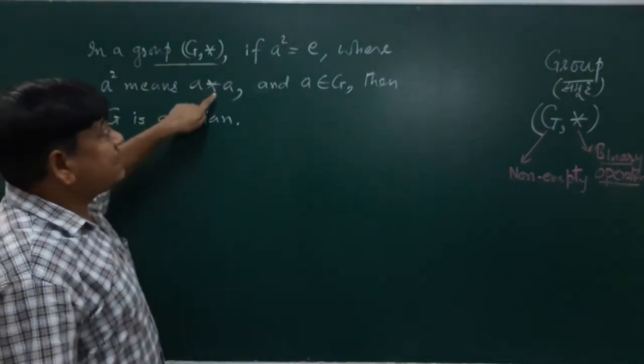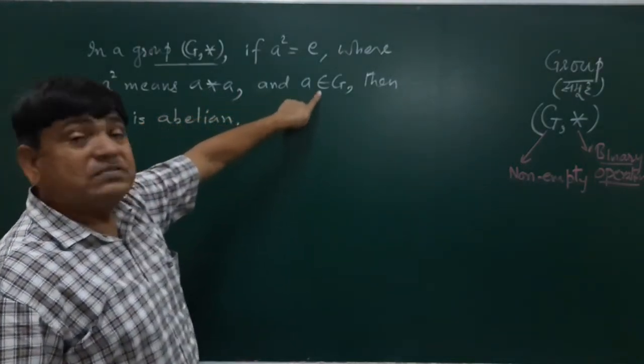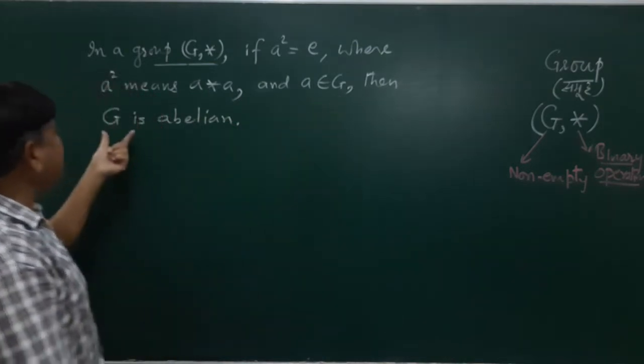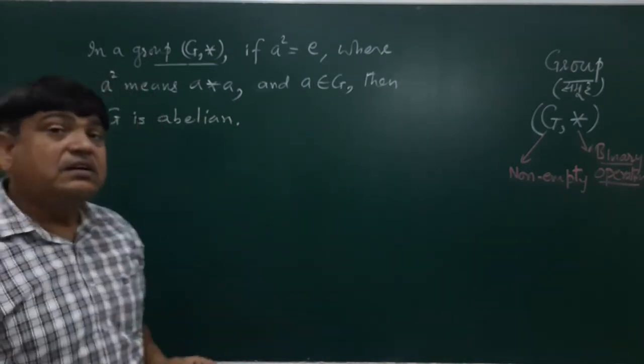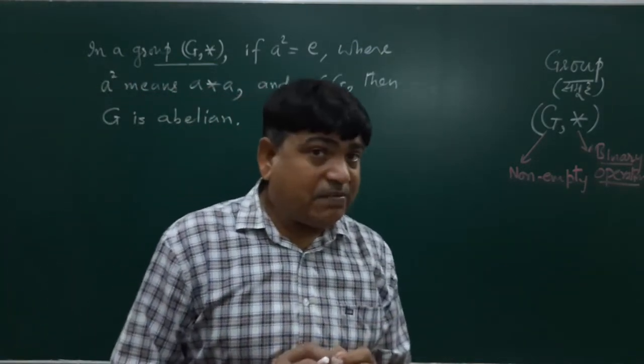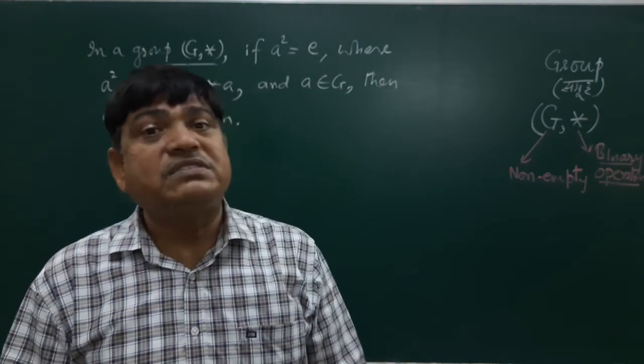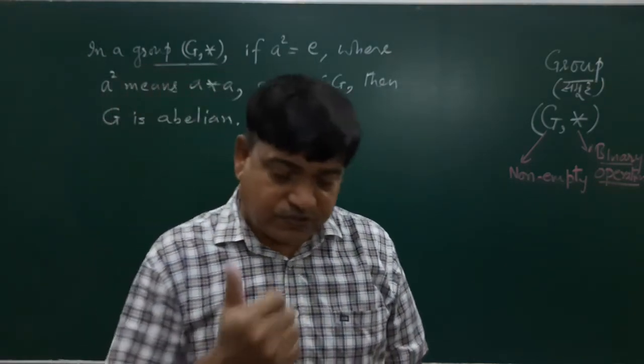So it is A star A, and A belongs to G, definitely. Then prove that G is abelian. Abelian means A star B equals B star A. This we have to prove. So let us see.